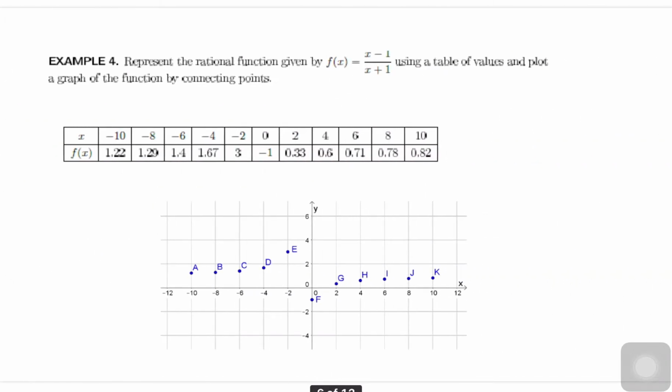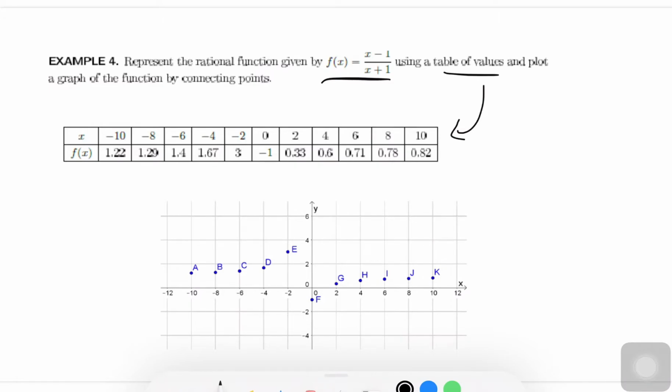Okay, next. We will do the same for this next example. Represent the rational function given by f of x equals x minus 1 over x plus 1 using a table of values and plot a graph of the function by connecting the points. So again, examples 2 and 3. Since we have an equation for the rational function, we will use that one. First, we need the table of values. You can make your own x values. From here, let's use even numbers: 2, 4, 6, 8, 10, negative 2, and so forth.